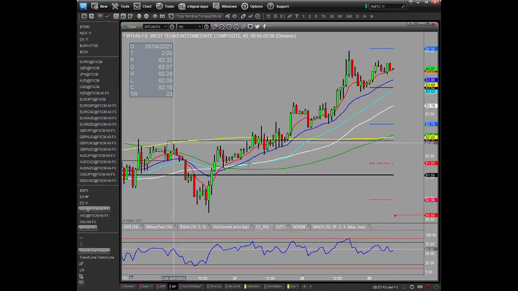I'm not too sure what day the OPEC meeting completely finishes, but it's still pushing its way back to the upside. I'm not interested in that at this stage. I was looking previously at shorts on it. I think I'm going to leave it there.